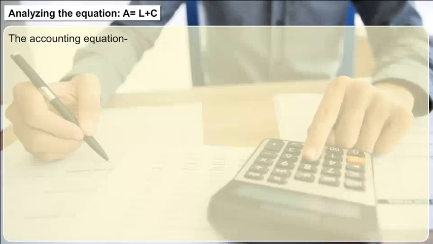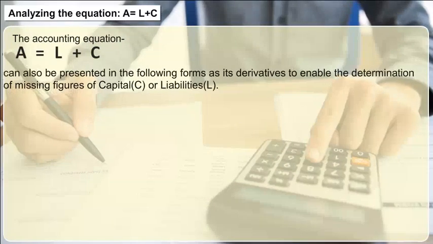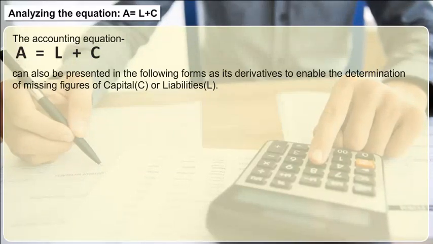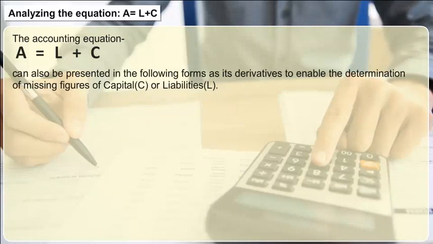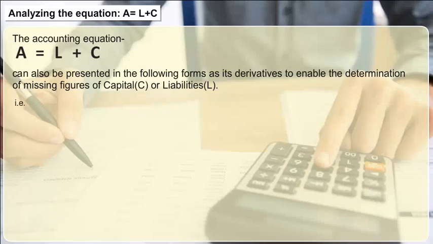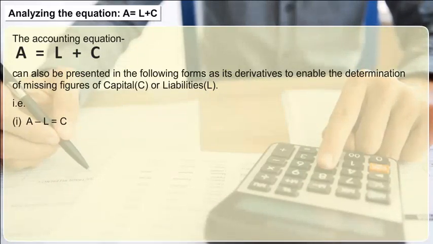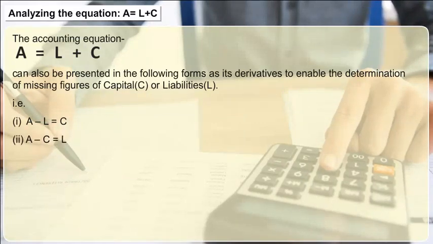The accounting equation, A = L + C, can also be presented in the following forms as its derivatives to enable the determination of missing figures of capital C or liabilities L. That is, 1. A minus L is equal to C. 2. A minus C is equal to L.